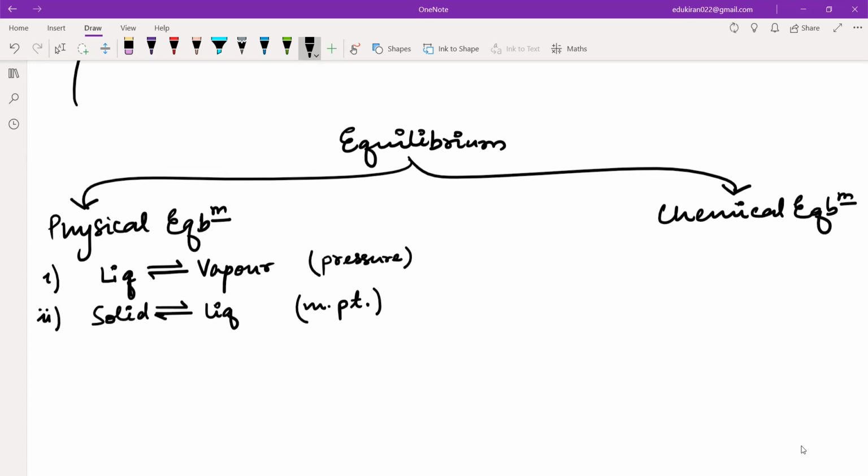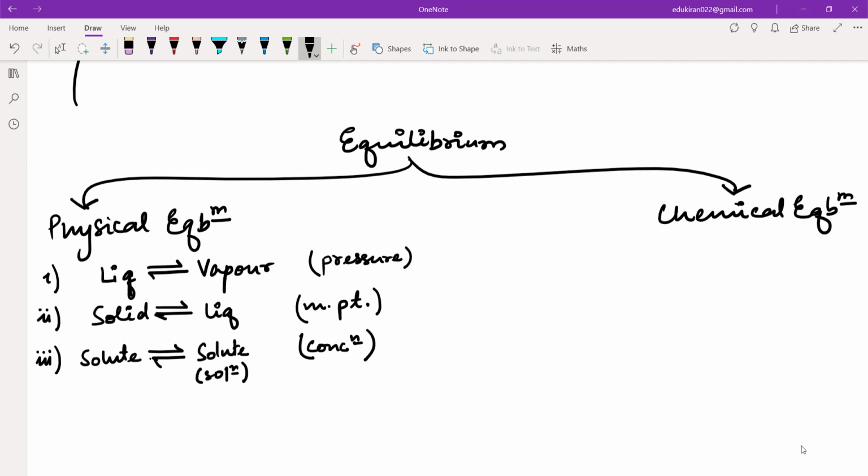Now, there can be another type of physical equilibrium, that is, let us say you have some solute, and it is getting dissolved into a solution. It is solute only, but inside a solution. Then what is going to be constant here? The concentration.